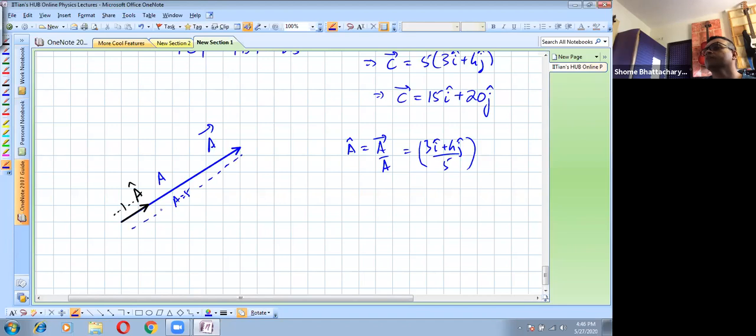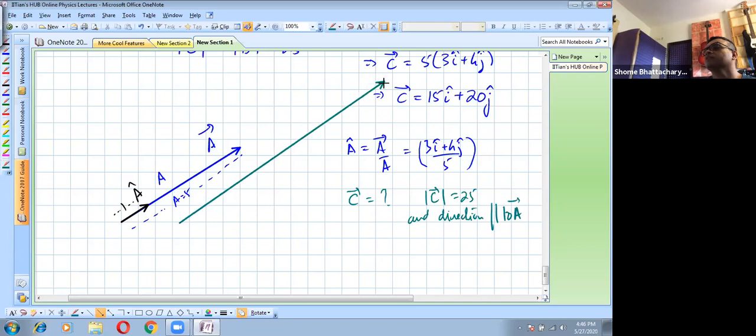This was magnitude 5. So in comparison, now what is the vector C? The vector C is having magnitude equal to 25 and direction parallel to A. So the vector C should over here now be a little difficult for me to draw in proportion, but I try. So a long vector like this, so magnitude 25.